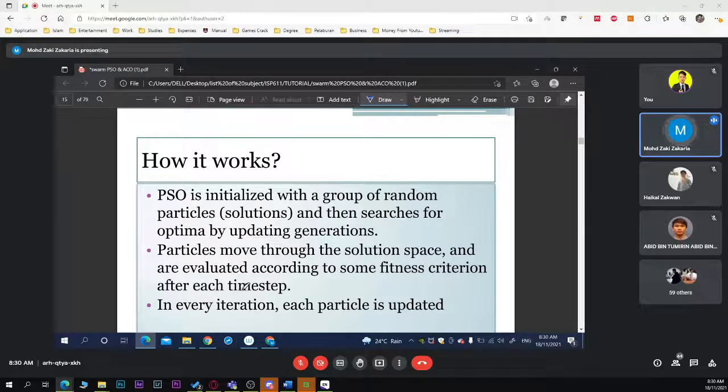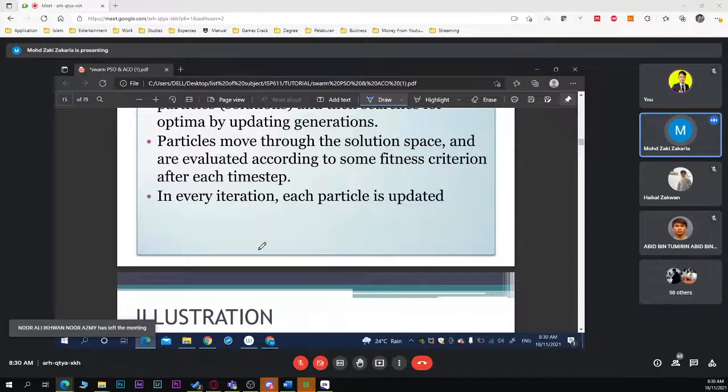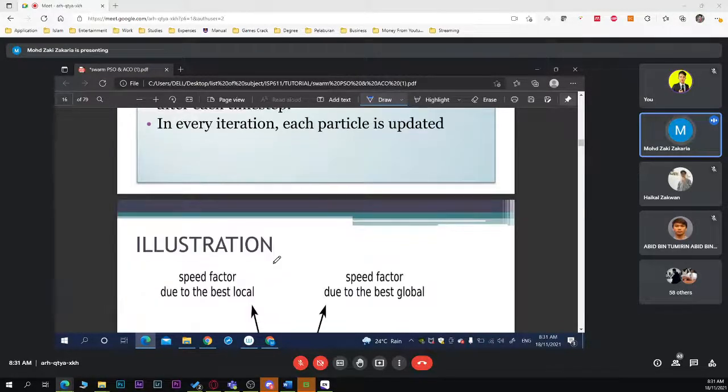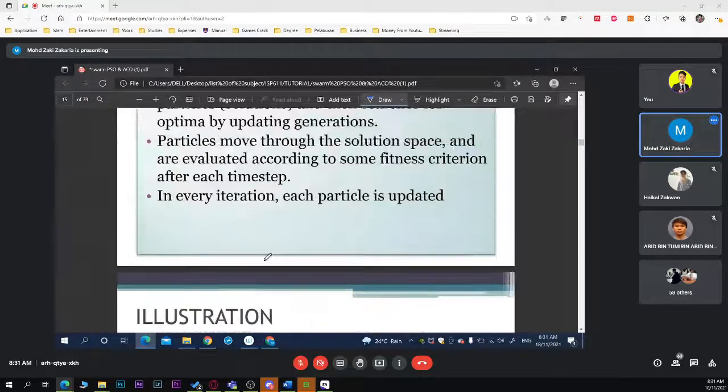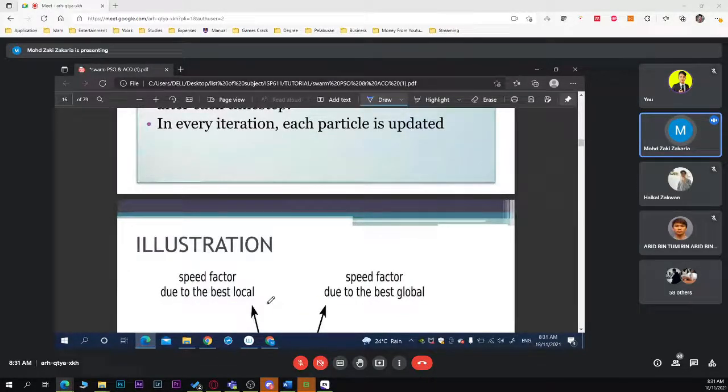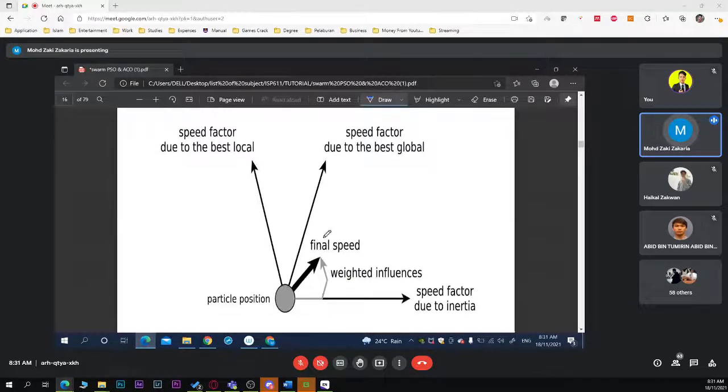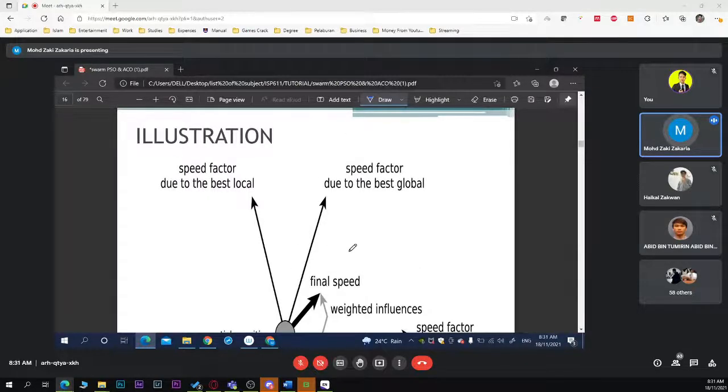And then the particles move through the solution space and are evaluated according to the same fitness criterion after each time step. And in every iteration, each particle is updated. So how do we update it? We will discuss by example after this. I will give you one example, and then based on that example, we calculate manually the first iteration, second iteration, and so on. It is easier to understand by example. But before we proceed to the example, we need to go through the theory first.